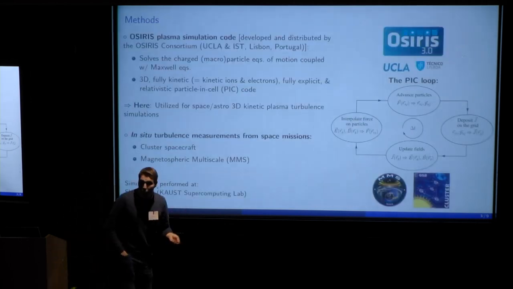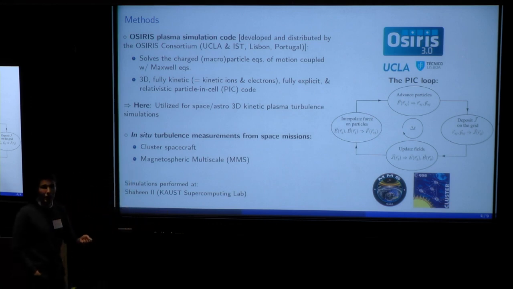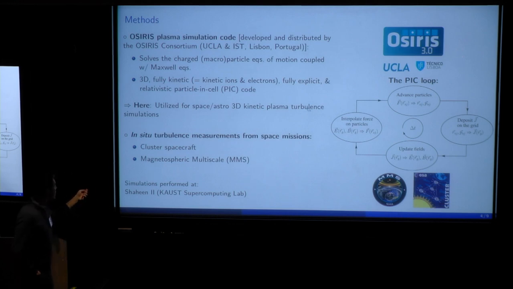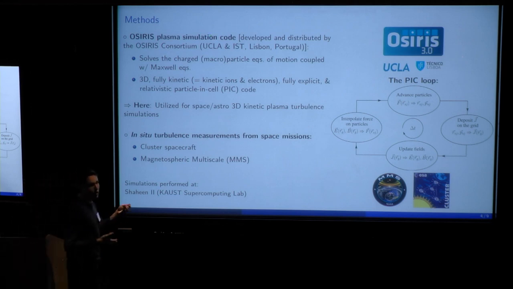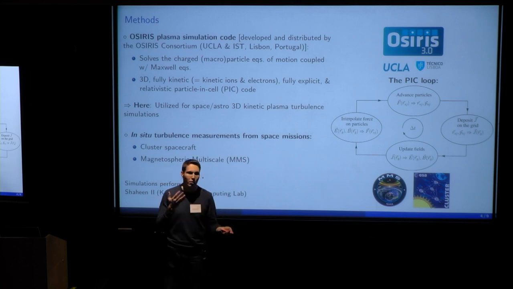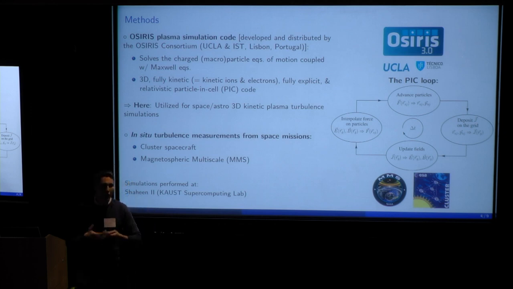So a few things about the methods that we use. We combine 3D fully kinetic plasma simulations with data from spacecraft observations. I use a 3D kinetic plasma code called OSIRIS. Basically, we solve the charged particle dynamics, ions and electrons, self-consistently coupled with the Maxwell equations. The particles serve as sources for the Maxwell equations, and everything is done self-consistently. These are massively parallel computer simulations.